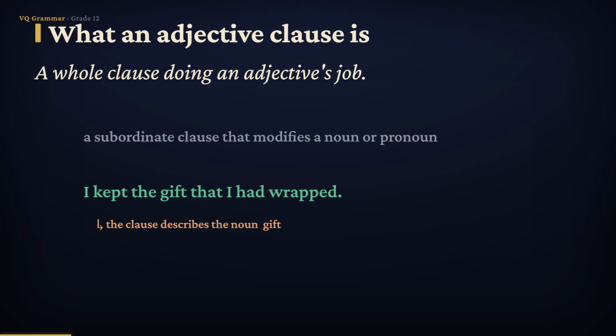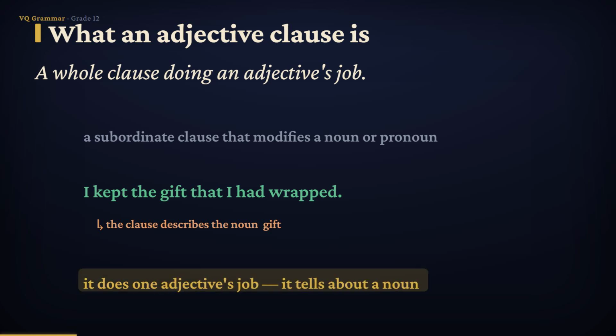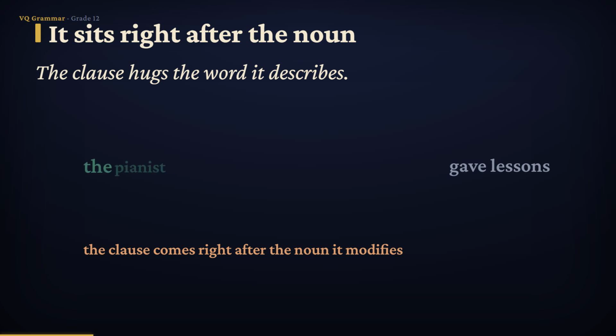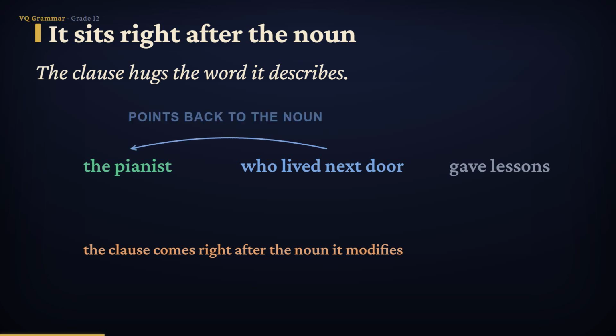So even though it's a full clause, its job is simple. It does exactly what a single adjective does. It tells us more about a noun. Here's the part that keeps your meaning clear. An adjective clause comes right after the noun it modifies. Watch how this sentence lines up. The pianist who lived next door gave lessons. The clause who lived next door sits immediately after pianist, and it points straight back to it. Which pianist? The one who lived next door.